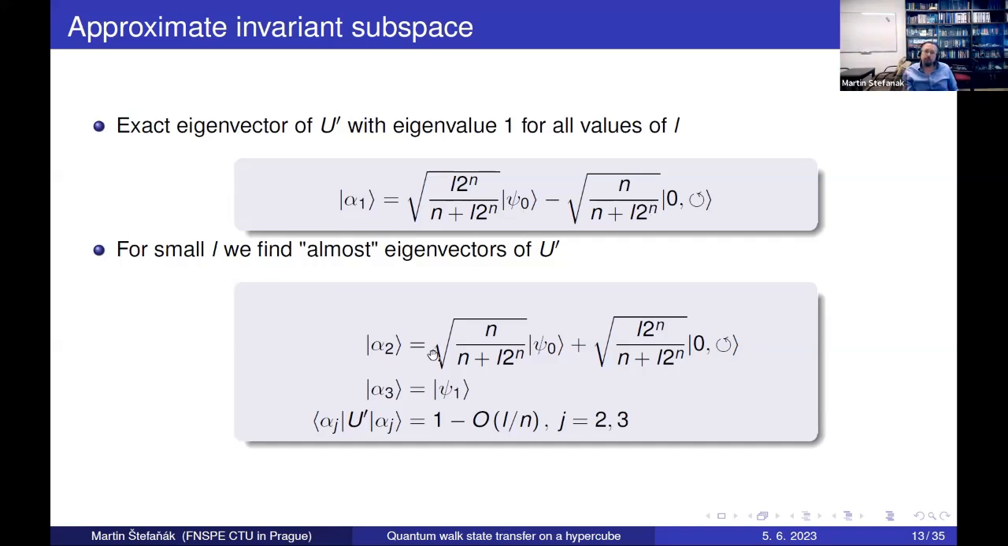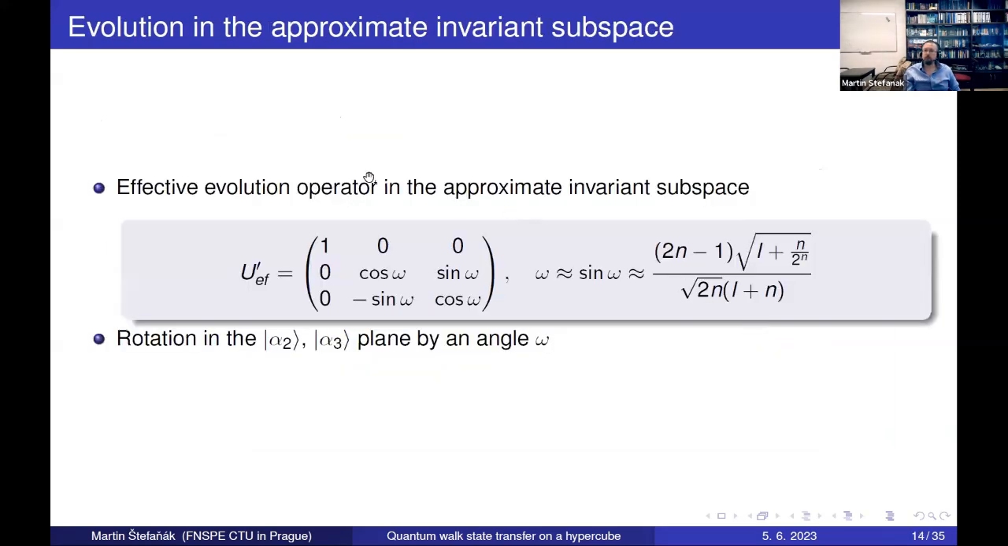And you can find that if L is small in some sense, then these two vectors, this psi one and an orthogonal complement to this alpha one, are almost eigenvectors of U prime, meaning that the diagonal matrix elements are close to one. So if you then write the effective evolution operator in this approximate invariant subspace, you can approximate it by this unitary. This corresponds to alpha one, which is a stable eigenstate, corresponding to eigenvalue one. And we have then a rotation by an angle omega, where omega is given by this fraction, in this alpha two, alpha three plane.